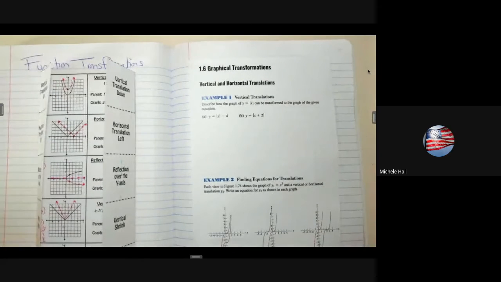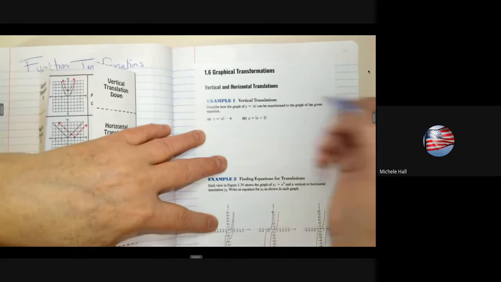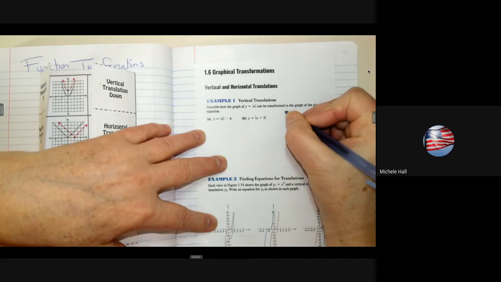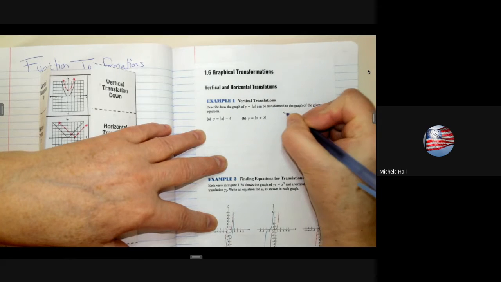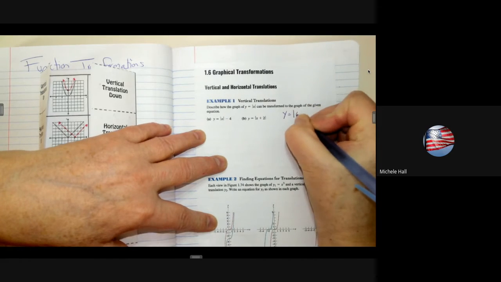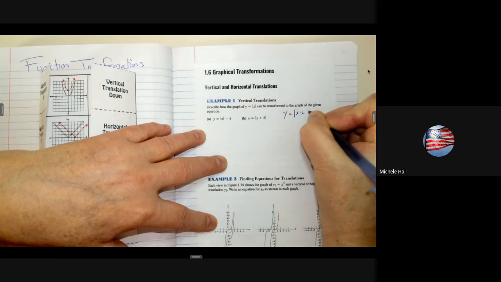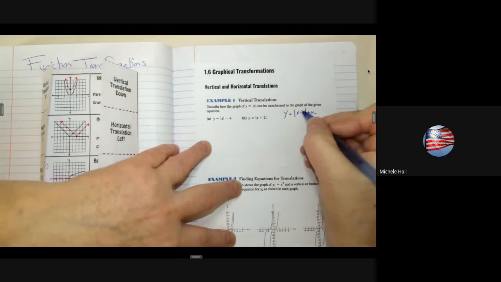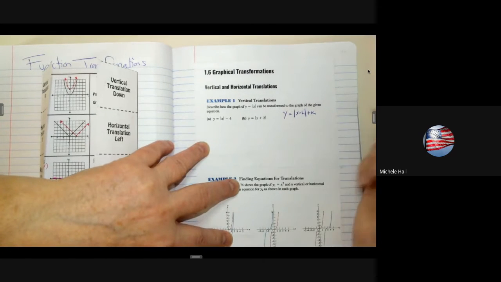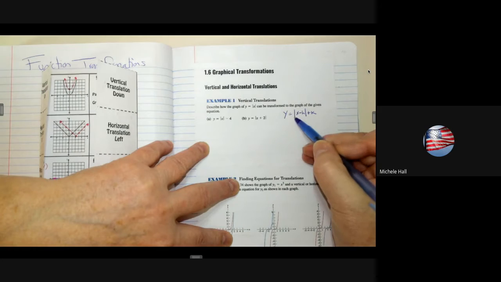1.6, example 1, vertical translations. Describe how the graph of y equals the absolute value of x can be transformed to the graph of the given equation. Now we just need to keep in mind that the general equation is always y equals |x minus h| plus k. We also need to take into consideration things that are in front of the x or in front of the function itself.